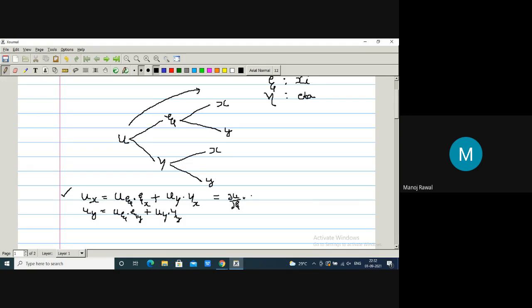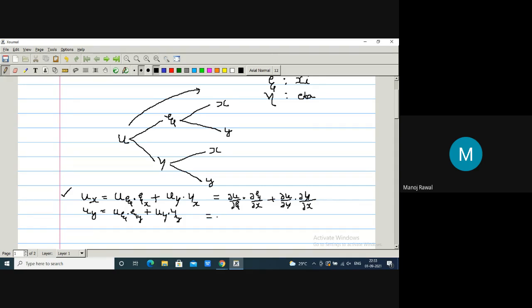into del xi upon del x plus del u upon del eta into del eta upon del x. So this is how you can write. Can you write it also in this notation?